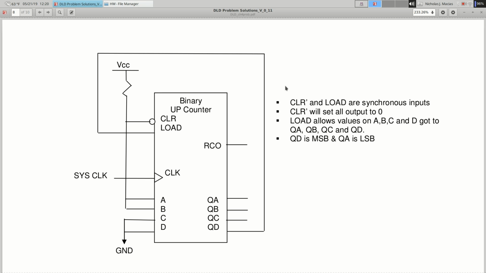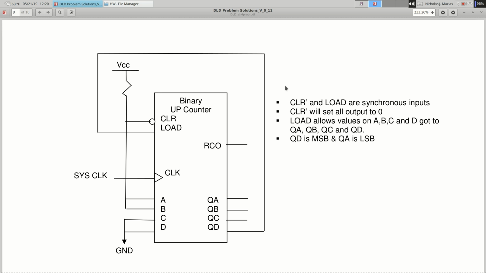That input is tied to VCC, so it's always putting a 1 in there. So we're not using that clear input. We're not clearing this counter, which is good. If we were putting a 0 into that clear input, the output would always be 0, because it's always being cleared. So the counter has a clear option, but we're not using it. Okay, we've got it basically turned off.